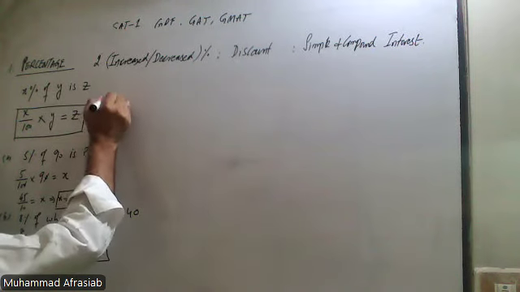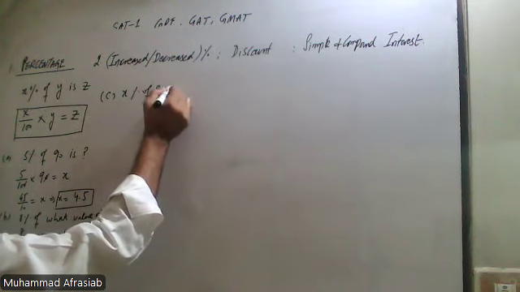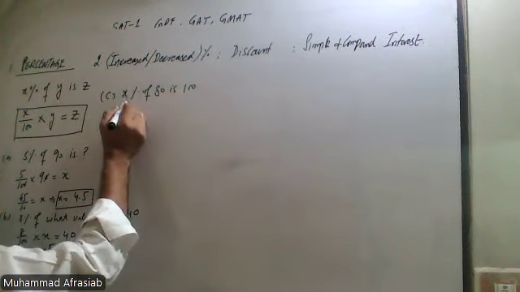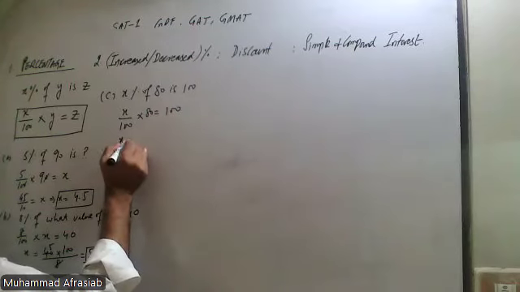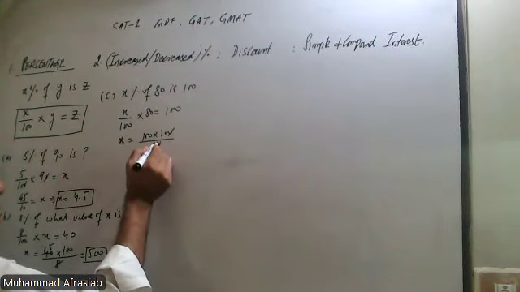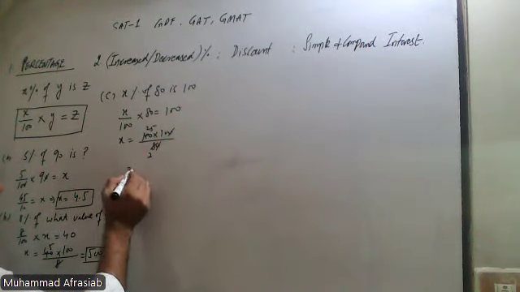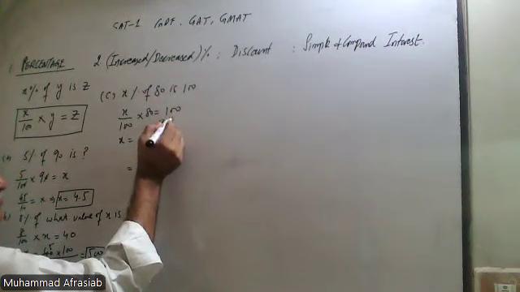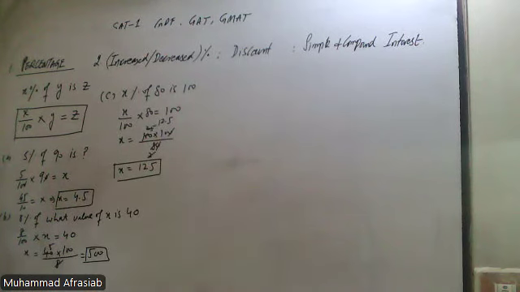Then the C part: X percent of 80 is 100. So X over 100 of 80 is equal to 100, or X is equal to 100 into 100 over 80. So X is equal to 125. This is the way that we are going to use the topic of percentage.